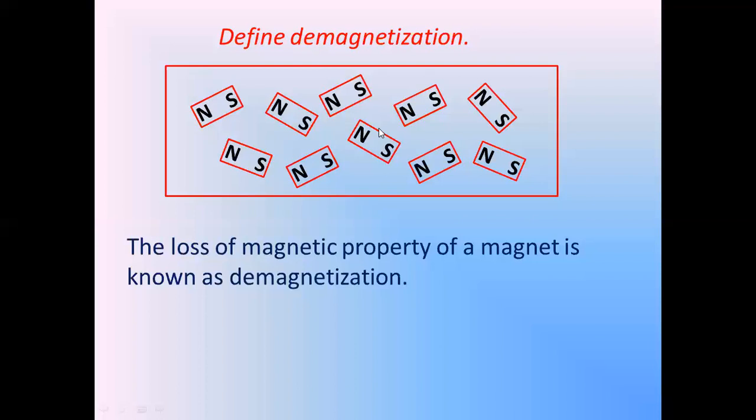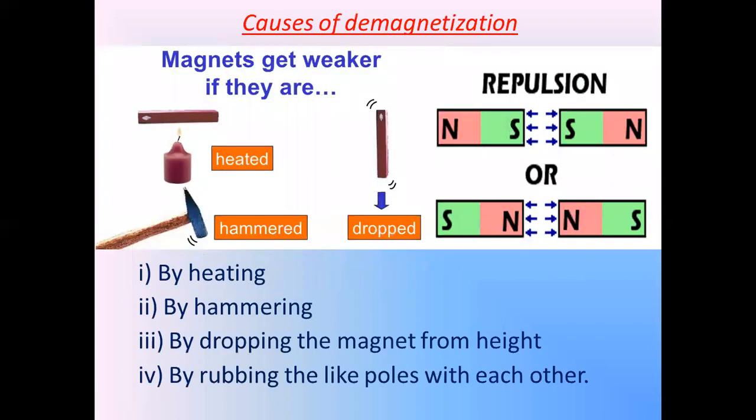Let's look at the causes. Our next topic is causes of demagnetization. What causes demagnetization? I have given a picture also here. You can see magnets get weaker if they are, the first thing, heated. Suppose I set fire to the magnet, put it in gas or in fire, or burn it with a candle. So if we heat a magnet, then its magnetic power will get weaker.